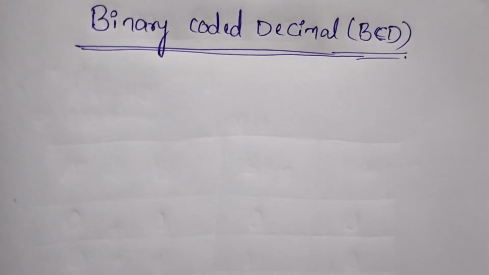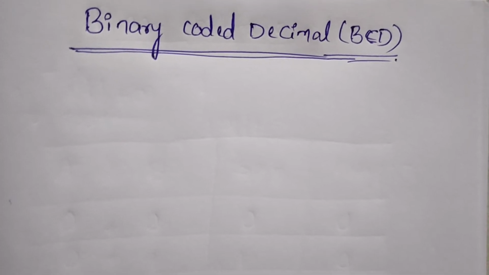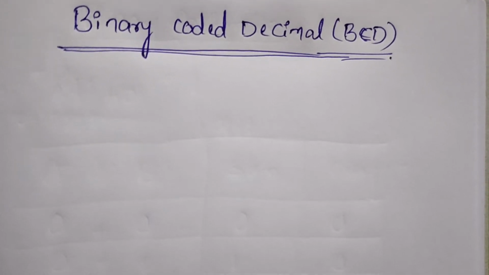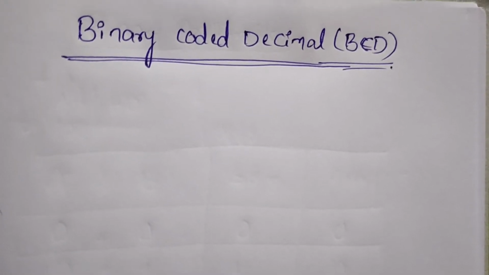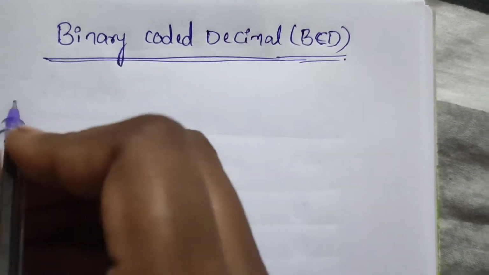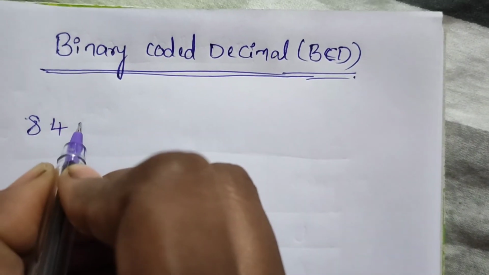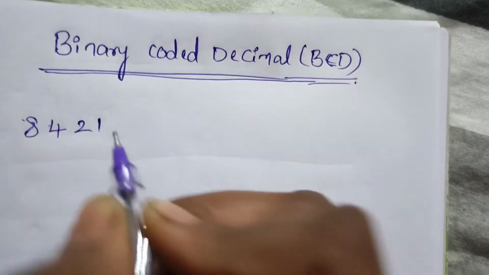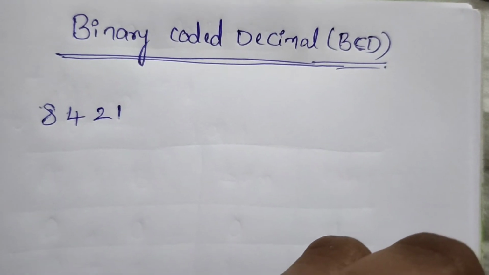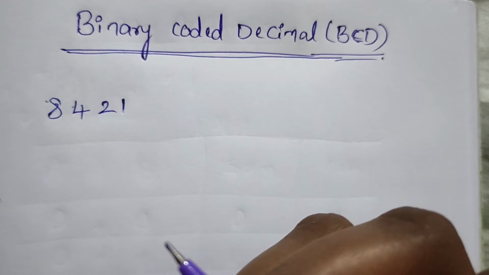Binary coded decimal, BCD, is nothing but the representation of a decimal number in binary with a specific code of 8421. The most specific code we use for BCD is 8421. That is, each decimal digit is represented with 4 bits with the weights of 8421.